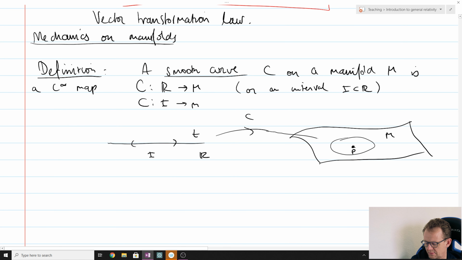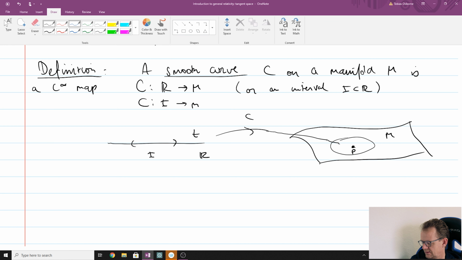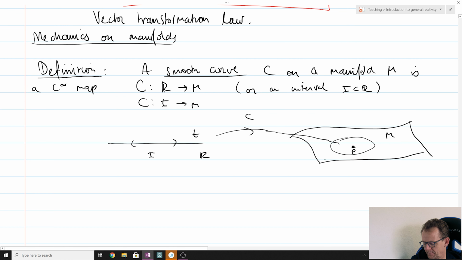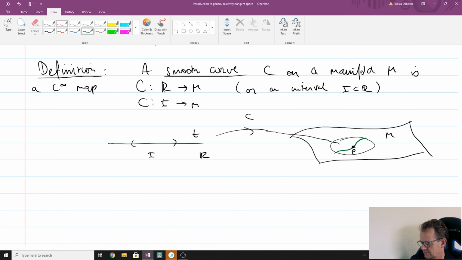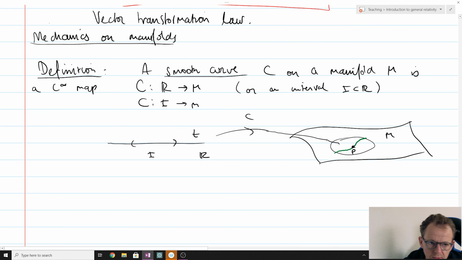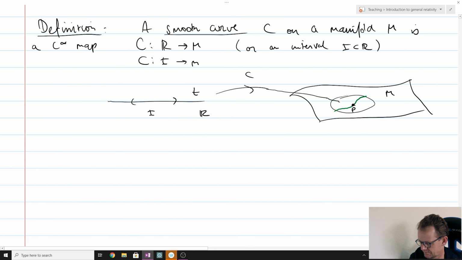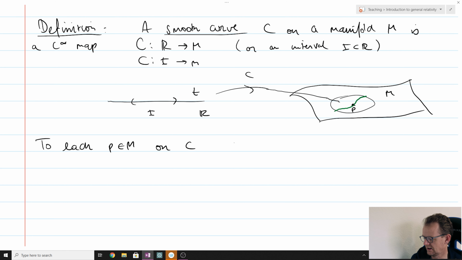So C is this map, and when applied to R, it gives us this lovely trajectory inside M, like so. It's the image of C. And at one point on R, C gives us the point P itself. Now here's a nice thing. If you have a smooth curve in M, you can associate to each point P on C a tangent vector.